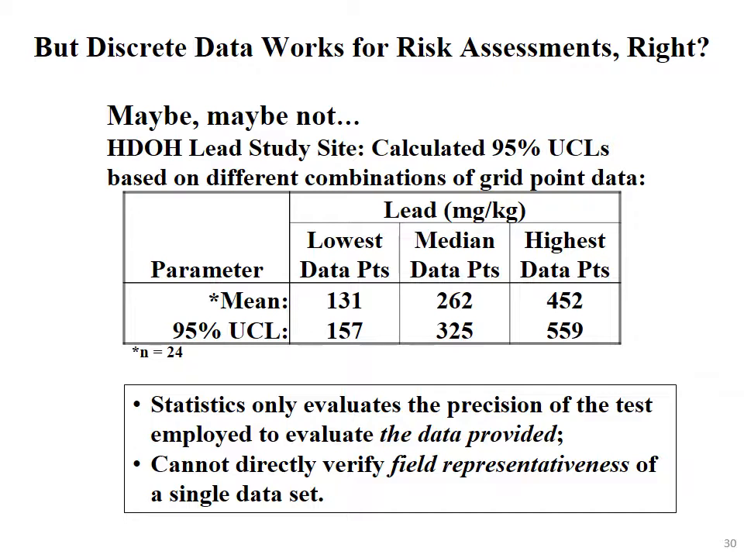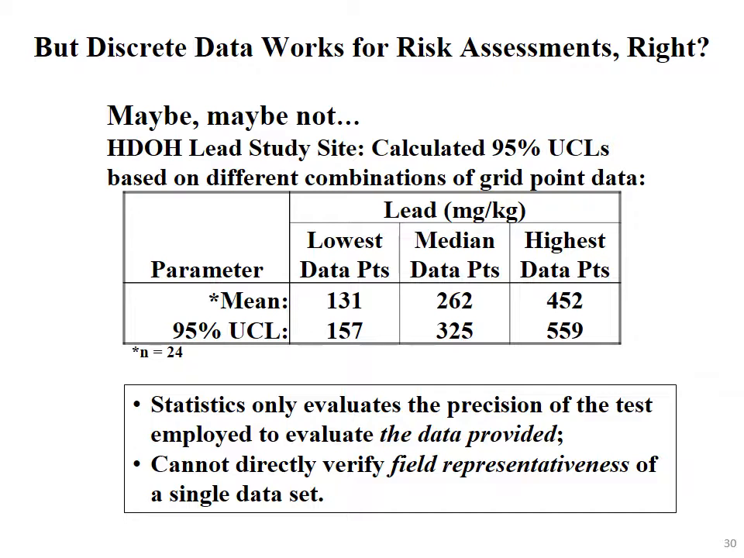So we're below Hawaii's action level of 200 ppm. If we take the highest concentration of lead identified or estimated for each one of the grid points, we get a mean of 452 ppm, a 95% UCL of 559 ppm. So now suddenly the entire site fails. So which one of these is right? Well, I don't know. It probably is somewhere near the middle, maybe, assuming even those 24 points were adequate. Maybe they were, maybe they weren't.